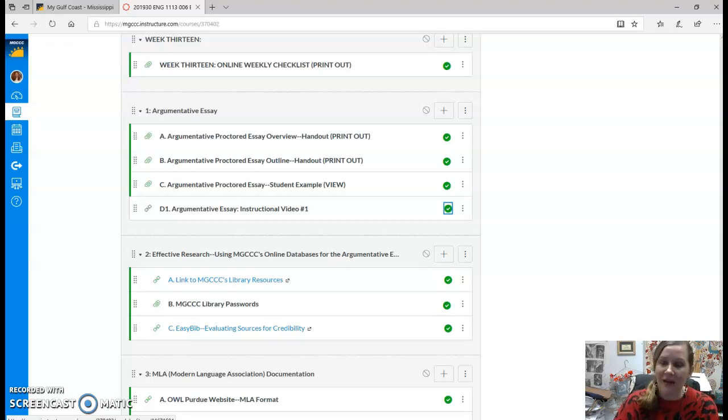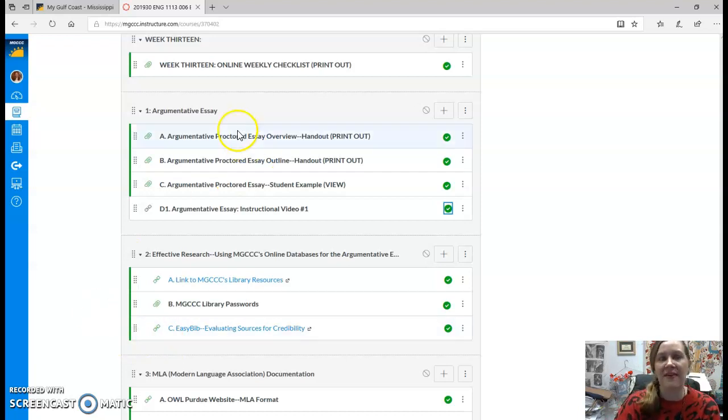Websites. If you have any concerns about the credibility, if you find a website and you think it's good but you're not quite sure, you may want to look underneath week 13 in module 2, and letter C is a link to EasyBib, and it gives you an overview of things to look for with credible sources versus those that are non-credible. All right, well, let's continue on.